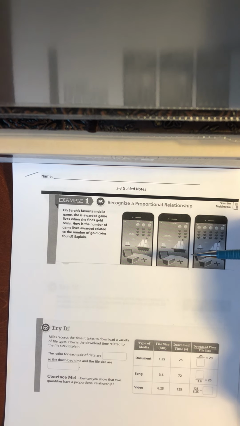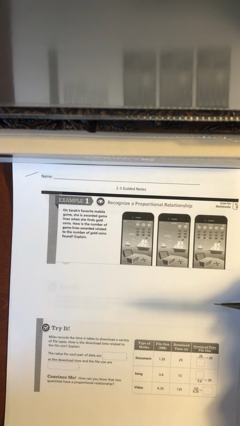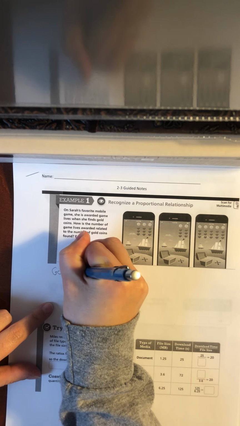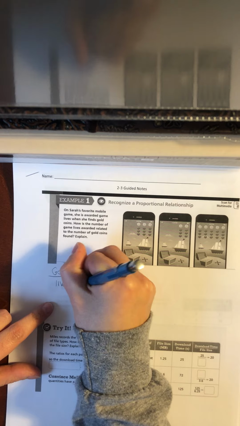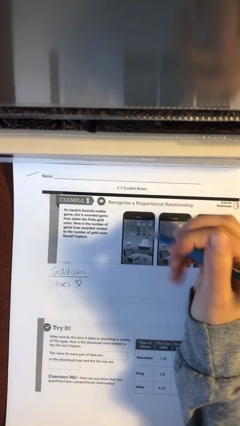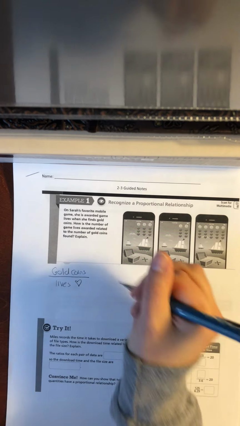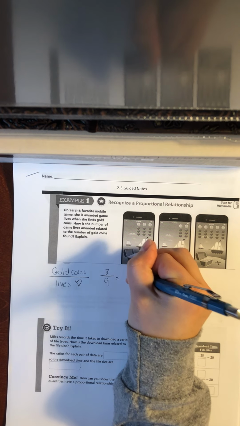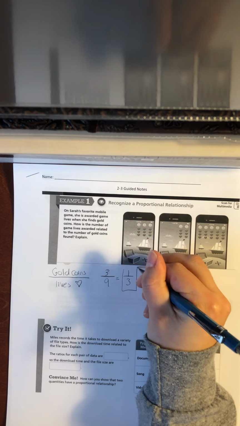Explain. So we're going to find the ratio from gold coins to hearts, and the hearts are the lives. So what I'm going to do is put gold coins over the lives, and the lives are the hearts. In this first mobile phone picture, it says that there's 1, 2, 3 coins over 9 lives, which reduces to 1/3, right? Divide by 3, 1/3. Okay, so that's our first ratio.